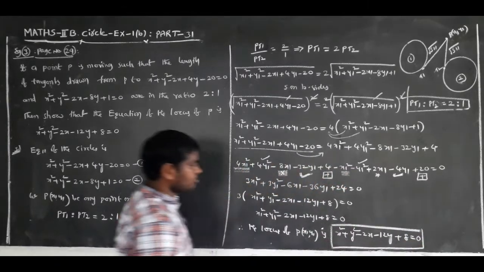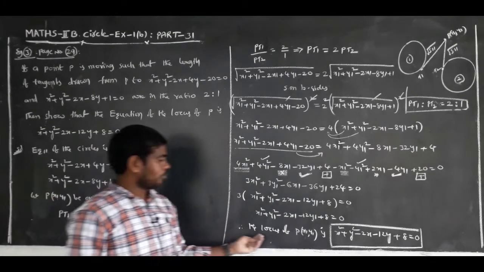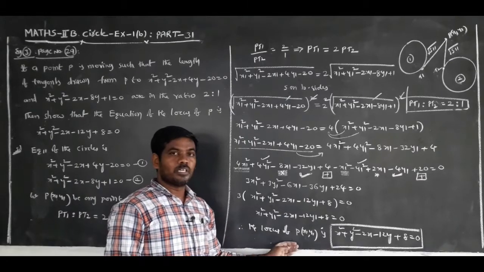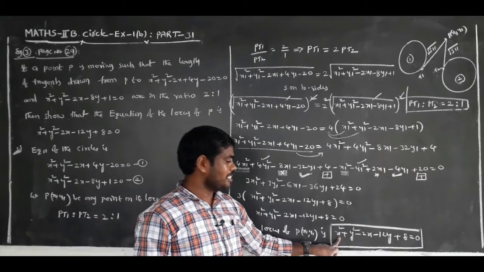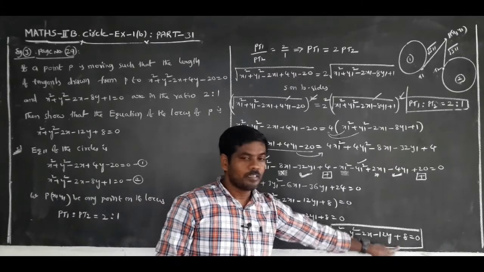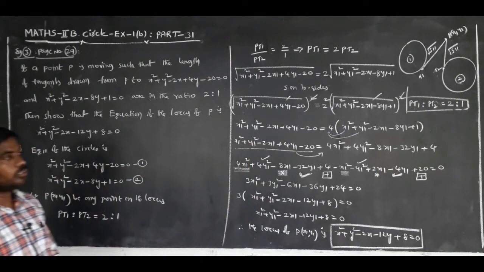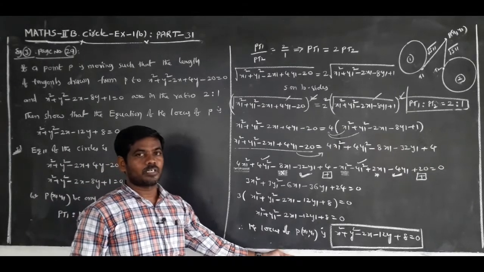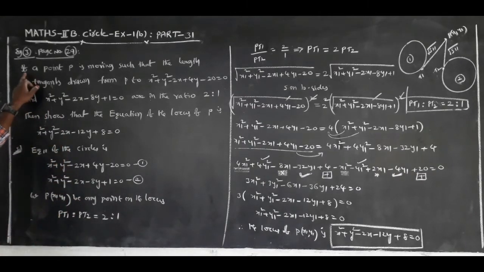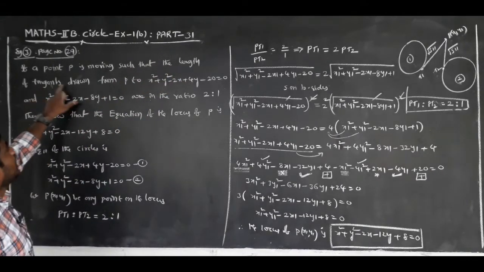This is the required equation of the locus of P. Therefore, the locus of P(x1, y1) is x square plus y square minus 2x minus 12y plus 8 is equal to 0. This is the locus of P(x1, y1).